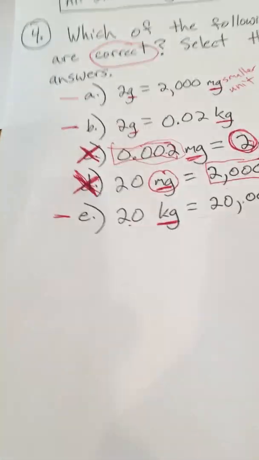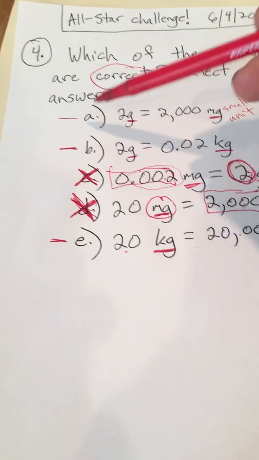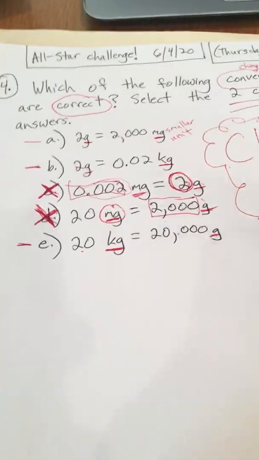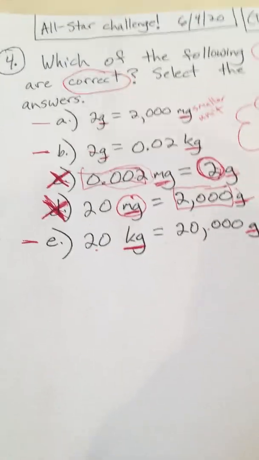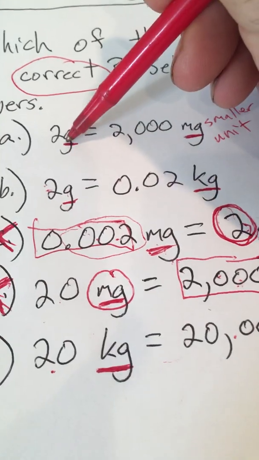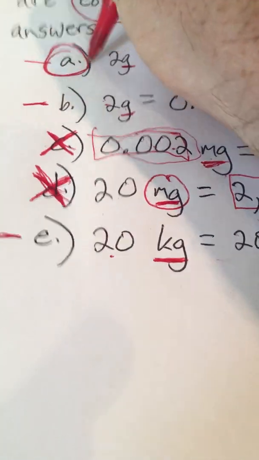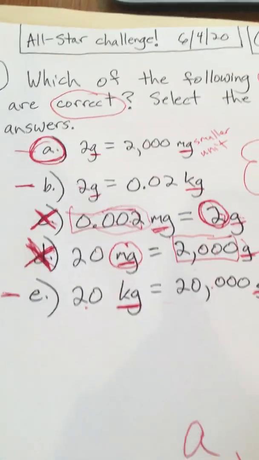So now we're down to 3 that could be right. I still haven't even gotten to the point where I'm going to cross that one off. So now let's start again. We know C and D are wrong. Now we got to find which 2 of these are actually correct. So let's look over here. 1 gram is 1,000 milligrams. So 2 grams is going to be 2,000 milligrams, right? 1 gram is 1,000, so 2 grams is 2,000. Yes, that is true. So far, A is the first correct answer we found.